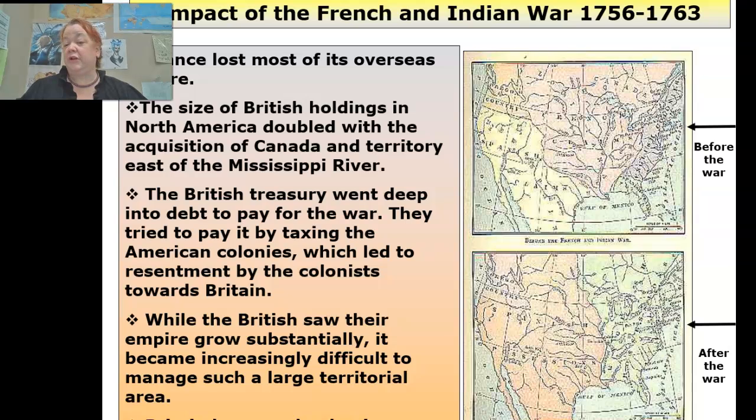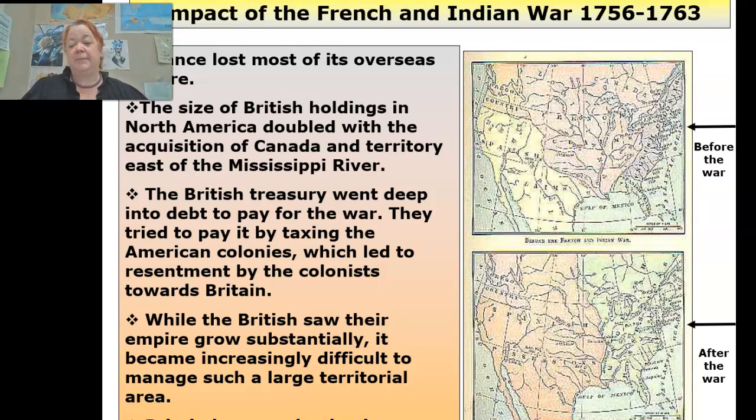The British Treasury went deep into debt, of course, to pay for the war. But don't get it wrong, if it weren't for the French, they probably wouldn't have been so helpful. And they tried to pay it by taxing the American colonies. So you know what? We're going to win this war, and the colonists are going to pay for it, which led to resentment by the colonists towards Britain, because in this case they could enforce that.